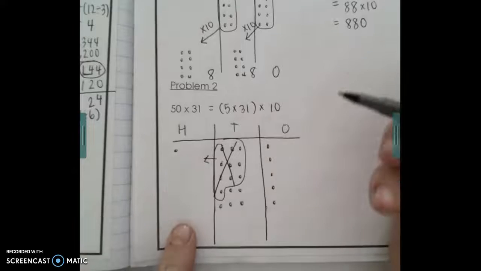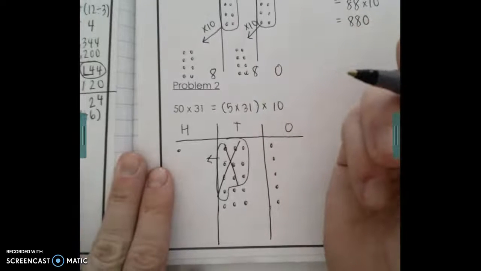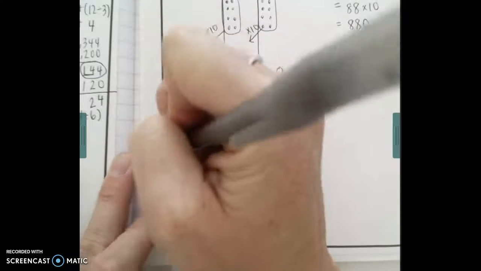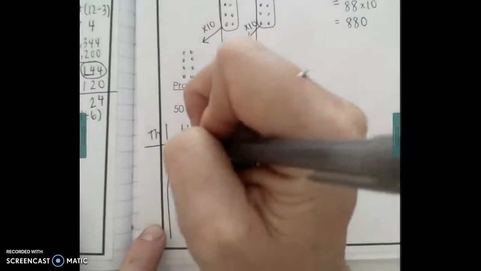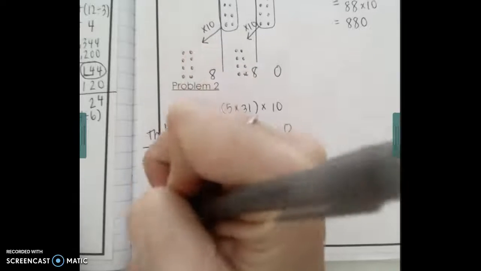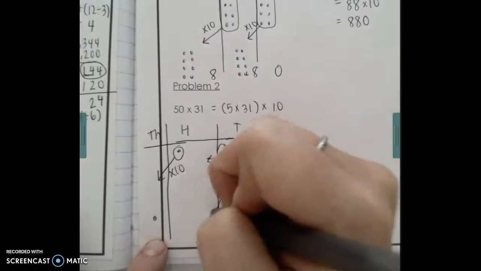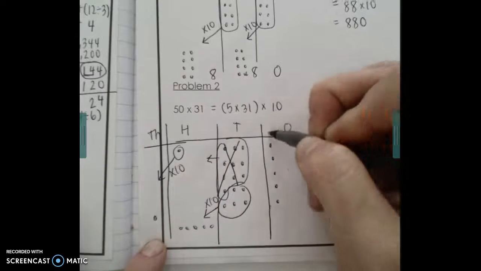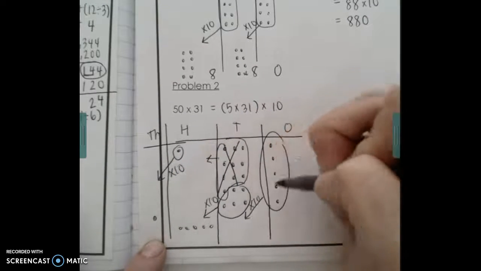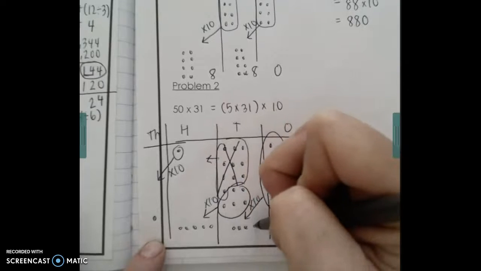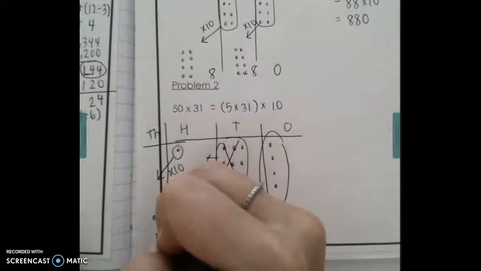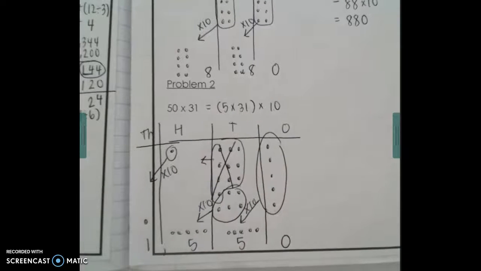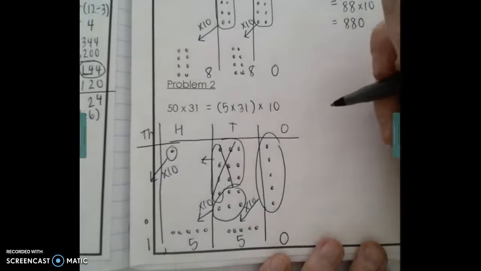But now we have to multiply by 10, so we've got to move it over a place value. We're actually going to be going to our thousands place. I'm going to put TH over here. I'm going to add a place, so I've got to move all these over 1. So times 10, I get 1 times 10. There's 5 in here, so 1, 2, 3, 4, 5. And times 10, 1, 2, 3, 4, 5. So our final answer becomes 1,550.